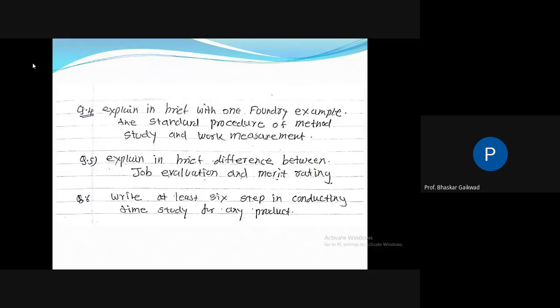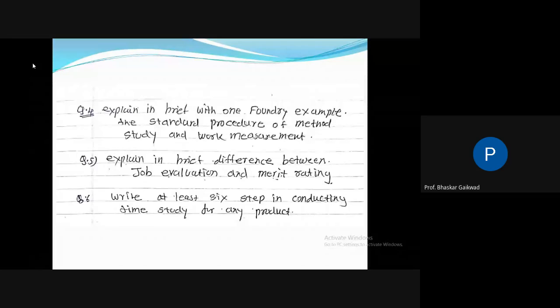So you can take any foundry example. For example, carburetor is there, then engine head, cylinder liner, cylinder block. Like this, any foundry example you can think of where we can cast the product. And for this process, you have to write the method study steps and work measurement steps here. Okay. Then explain in brief the difference between job evaluation and merit rating.